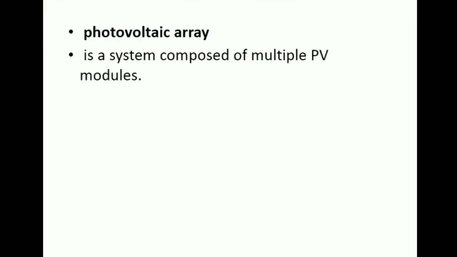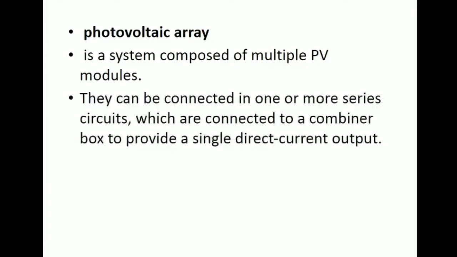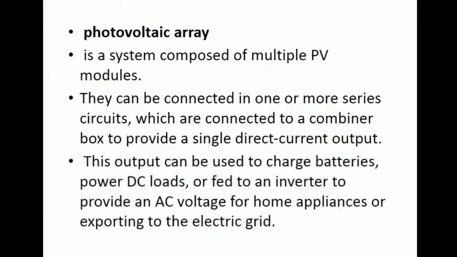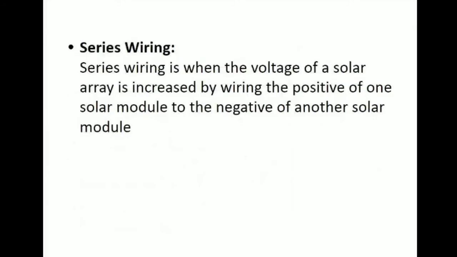A photovoltaic array is a system composed of multiple PV modules. They can be connected in one or more series circuits which are connected to a combiner box to provide a single direct current output. This output can be used to charge batteries, power DC loads, or be fed to an inverter to provide an AC voltage for home appliances or exporting to the electric grid.